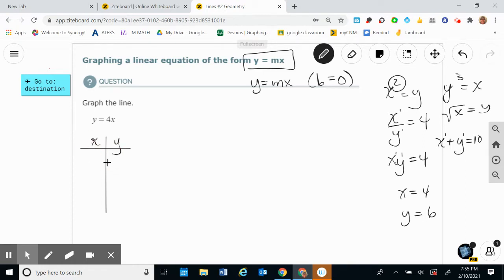Usually we put x and y, okay? And then you do at least 3 values, and you want to pick a negative value, 0, and a positive value if you can, if it makes sense, and we'll talk about that in a second too.